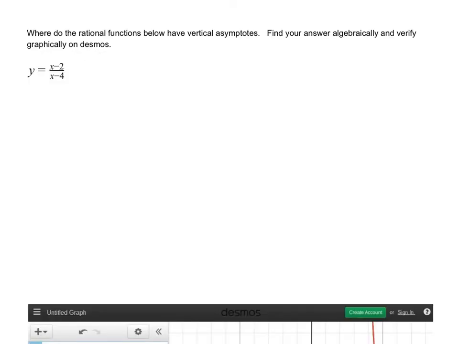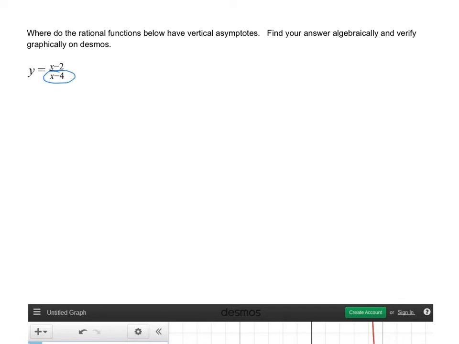Okay, so here are a couple examples. Here's a rational function. We want to know where the rational function has a vertical asymptote. We want to find our answer algebraically, and then we're going to graph it on Desmos to check. So this one is already factored. There's nothing to factor, so there's nothing I can cancel out. It is in simplest terms.